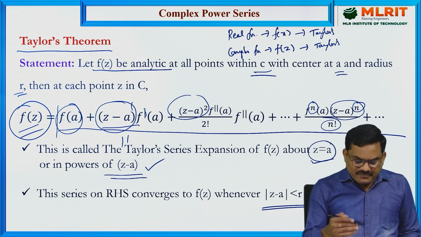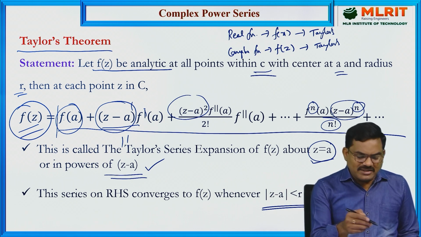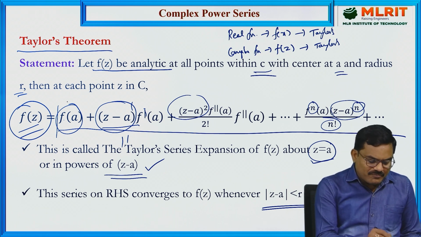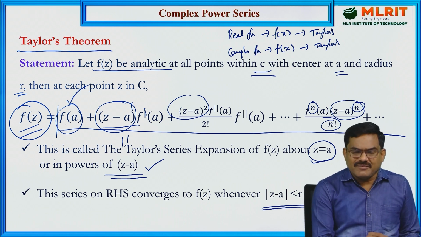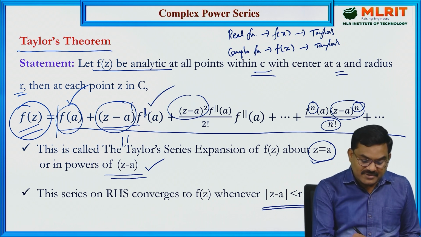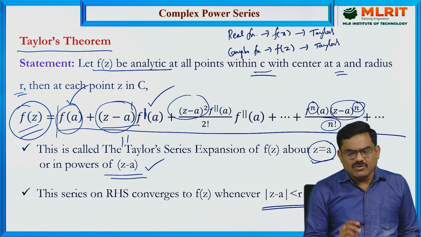And for a given function, to write this Taylor series expansion, we simply need to find all these values. We need to calculate f of a and then f dash a. So first we find the derivative of f, then put z equal to a.